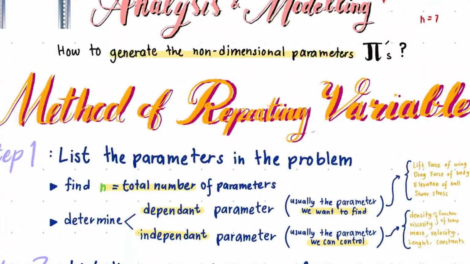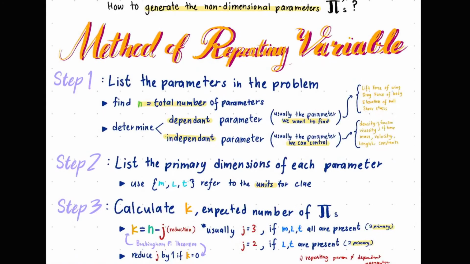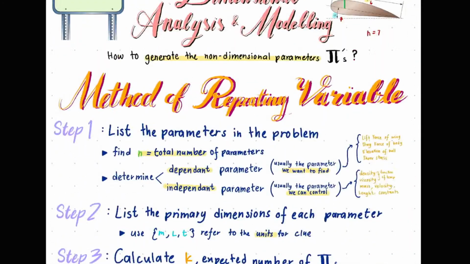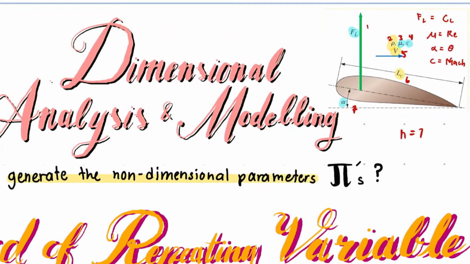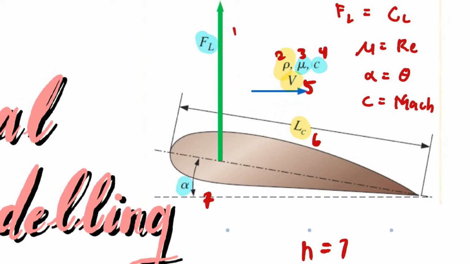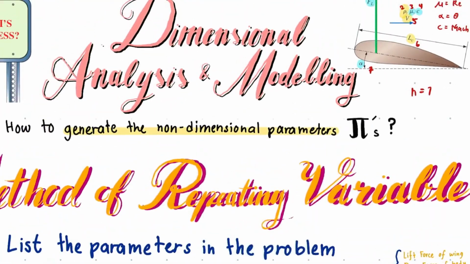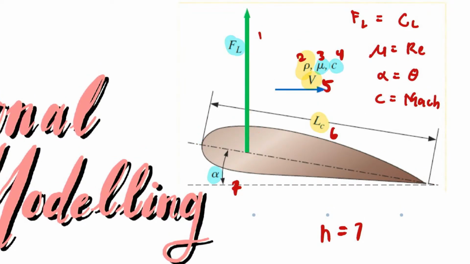Now we're moving on to the method of repeating variables. This is actually just a recap. This is actually a question in the 2020 past year final. It gives us a condition, and then it gives us the parameters. Okay, let's erase.